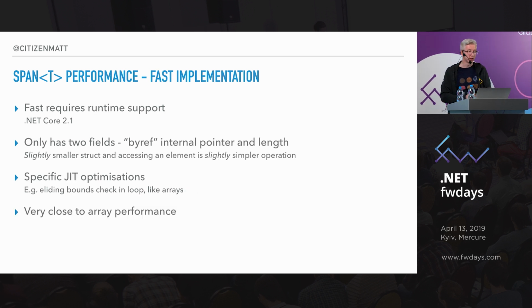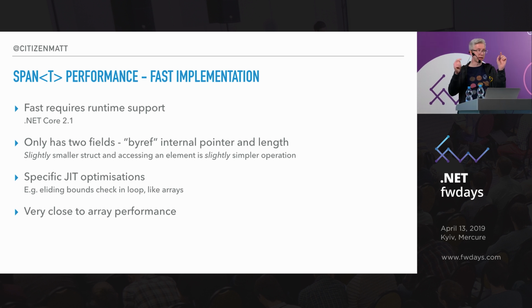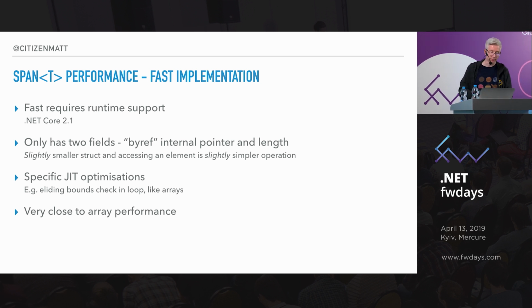The fast implementation requires runtime support. It's built into .NET Core 2.1, and basically the runtime recognizes this type. The implementation only has two fields. It has an internal pointer into the block of memory, so instead of keeping the start of the block of memory, it keeps an internal pointer to there, and then the length. So it's slightly smaller, and accessing data is slightly faster, but again, tiny.